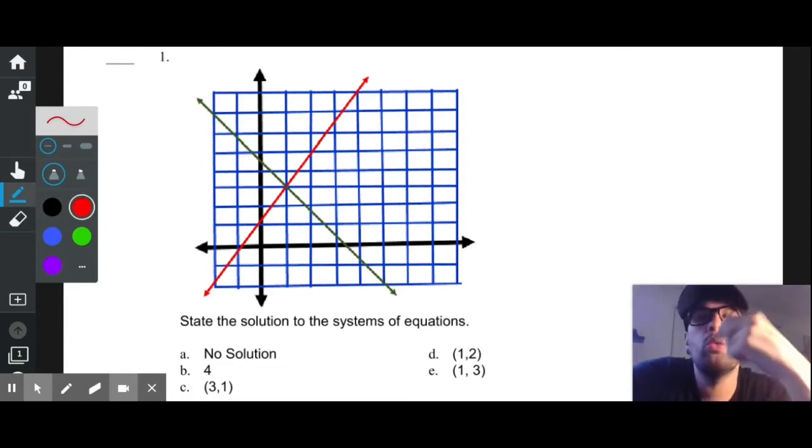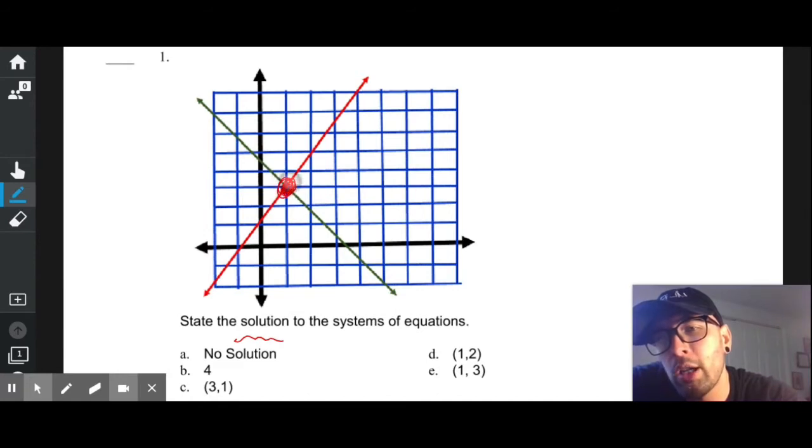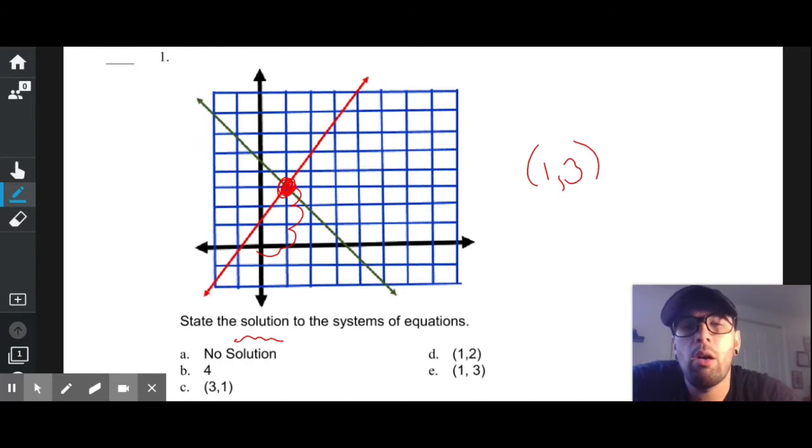You have two lines that intersect. It's asking for the solution, which means the point in which these two lines cross, the point in which they intersect. And they seem to intersect at 1, 3. So the point is (1, 3).